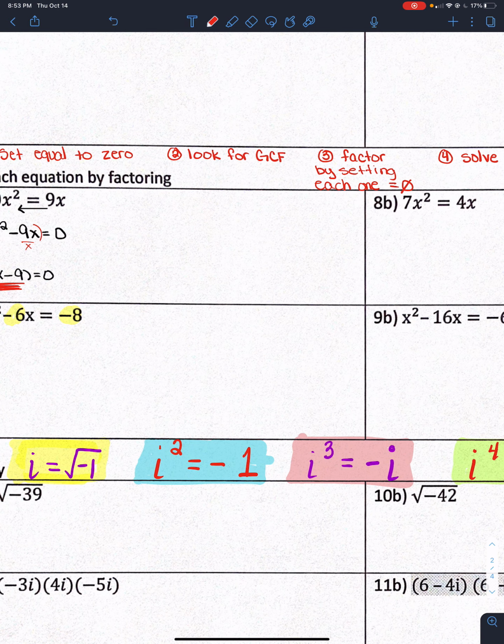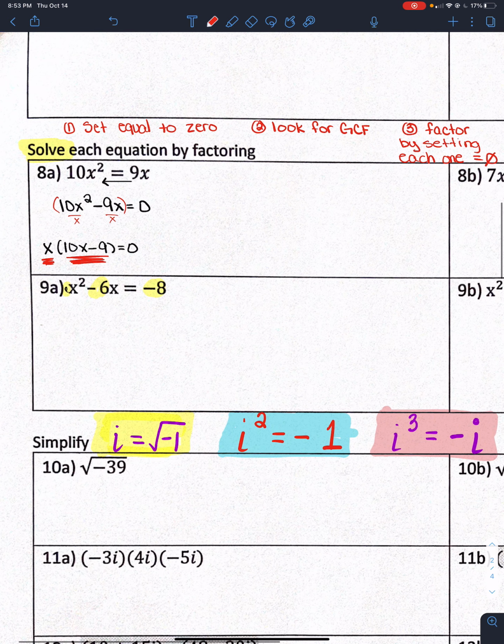Okay. All right. So the x is going to be equal to 0. And then I'm going to ask myself, how can I get x by itself? Well, x is already by itself. So x equals 0 on that one.